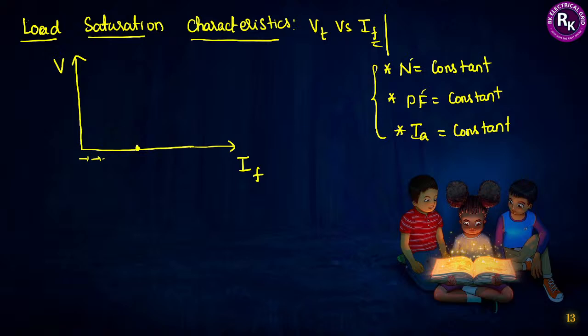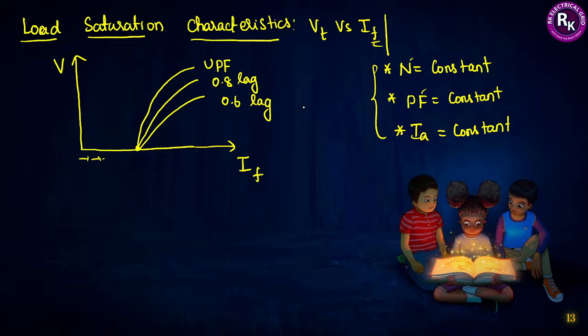The load saturation curve basically depends on the type of load. If you are operating the alternator at unity power factor, then the nature of the characteristic will be like this. This is for unity power factor, and as usual, if it is lagging, it will droop and become 0.8 lagging. Then again, if you put more lagging load, it will become 0.6. I am not bringing any proof of how it happened, because it is a revision class.